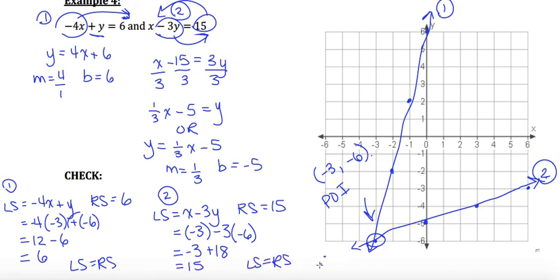So now I can say with certainty, therefore, my point of intersection is -3, -6. And that's how we find our point of intersection by graphing.